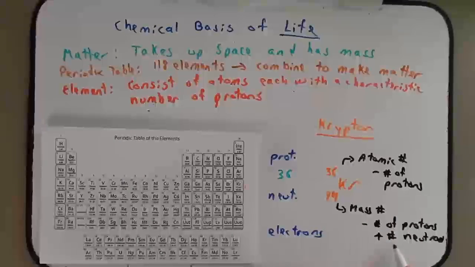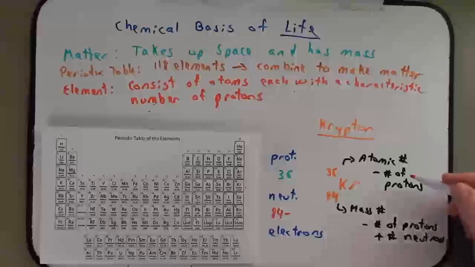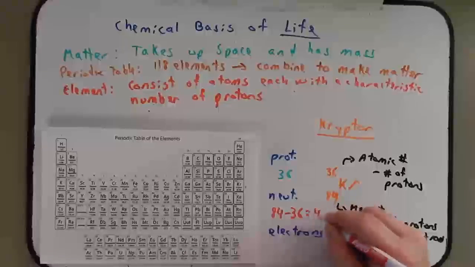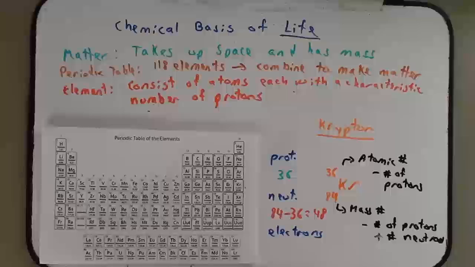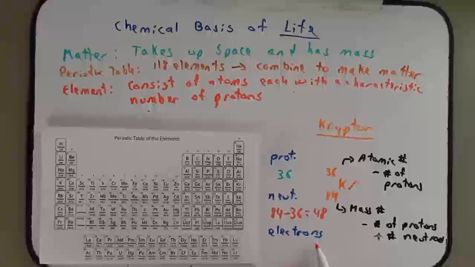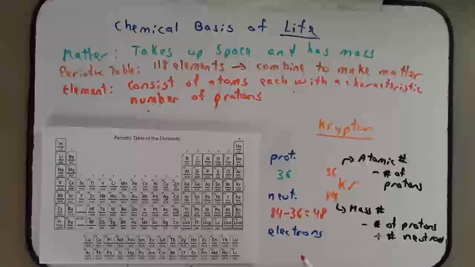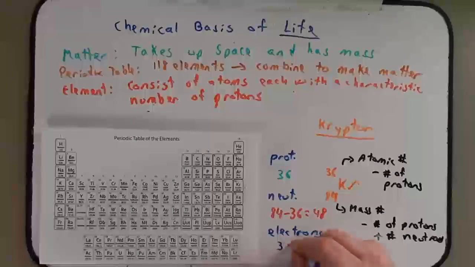The number of neutrons will be the mass number, 84, minus the atomic number, 36, which equals 48. So there are 48 neutrons in an atom of krypton. The number of electrons in a neutral atom will always be the number of protons. So the number of electrons is, in this case, 36.